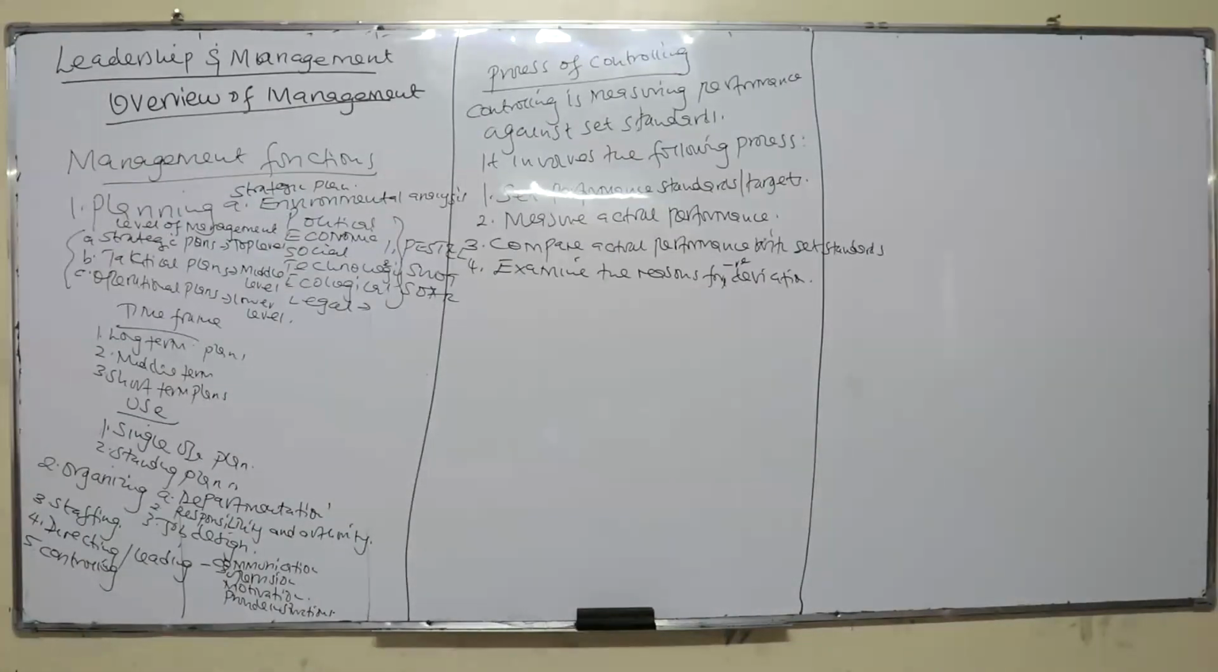Those are some of the questions that will come in the case study. So, examine the reasons for the deviation in organization XYZ, and you are given 12 marks. What could be the possible reasons?